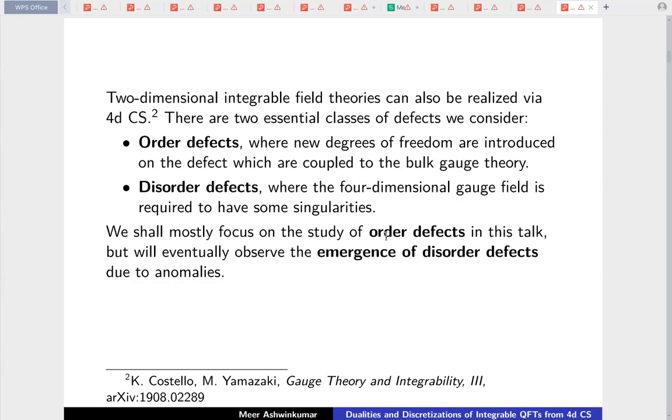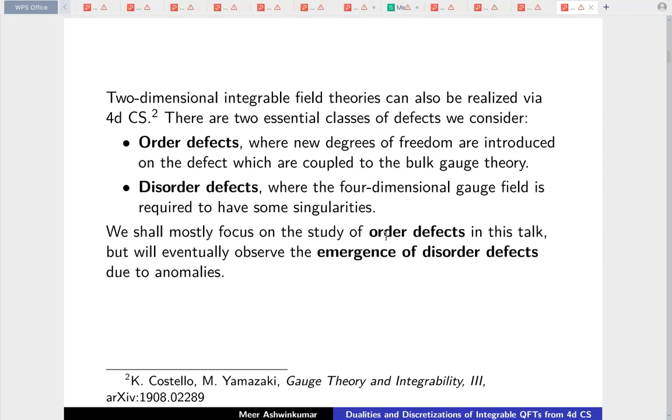So far, I have discussed line operators in Chern-Simons theory. One can also consider surface operators in Chern-Simons theory. And in fact, there are two classes of surface operators or surface defects. One are the order defects, which correspond to some degrees of freedom introduced at some points on the spectral curve. And therefore, they are described by some Lagrangian on sigma. And the other type of surface defect is the disorder defect, where the gauge field has some singularity at some point on the spectral curve C. So these are the order defects and the disorder defects.